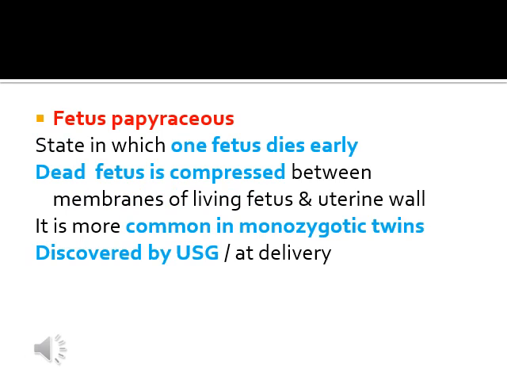Coming to fetus papyraceus, the state in which one fetus dies early and the dead fetus is compressed between the membranes of the living fetus and the uterine wall. It is more common in monozygotic twins, discovered by ultrasonography or at delivery. So in this case, one fetus dies early and becomes compressed between the living fetus and the uterine wall. It is mainly seen in monozygotic twins.